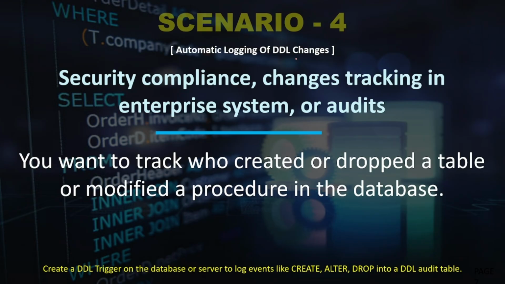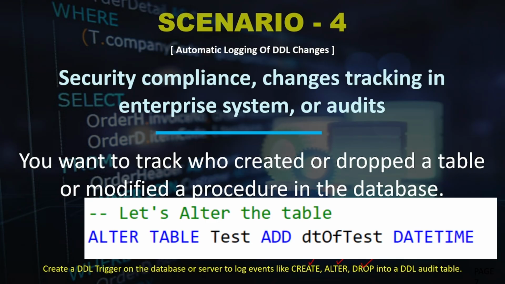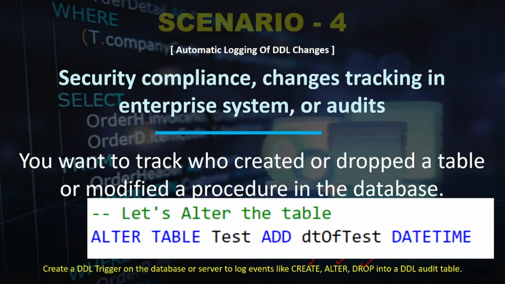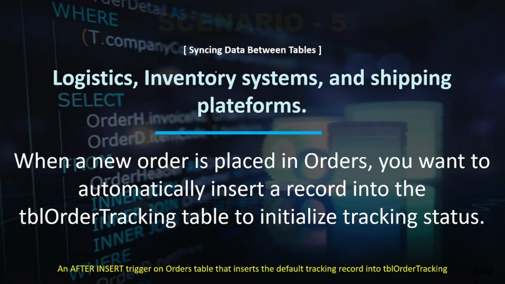Another scenario, automatic logging of DDL activities. What could be the DDL activities? You can create a table, alter a table, or drop a table. You want to keep track of that, who did the table alteration. Let's say you change the size of a field of an existing table, and you really want to keep track of that. So you can create a DDL trigger, which will serve the purpose for you and track all those details, who did the alteration or changes, and when those things can be captured.